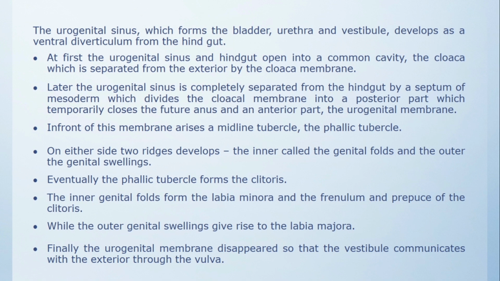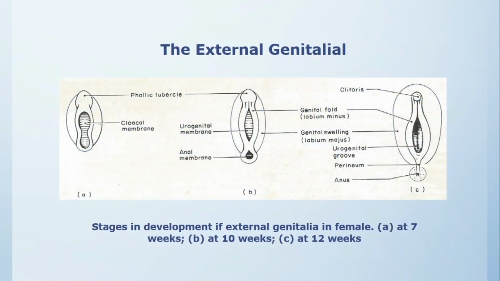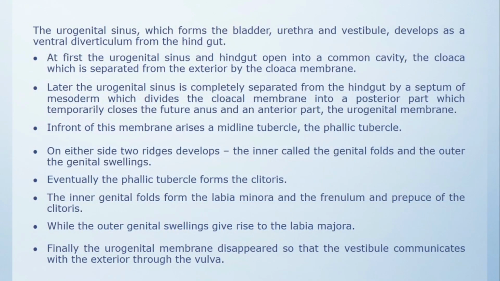The phallic tubercle eventually forms the clitoris. The genital swelling forms the labia majora. And then the genital fold eventually forms the labia minora. While the outer genital swellings give rise to the labia majora, the inner folds give rise to the labia minora. And finally, the urogenital membrane disappears so that the vestibule communicates with the exterior through the vulva.